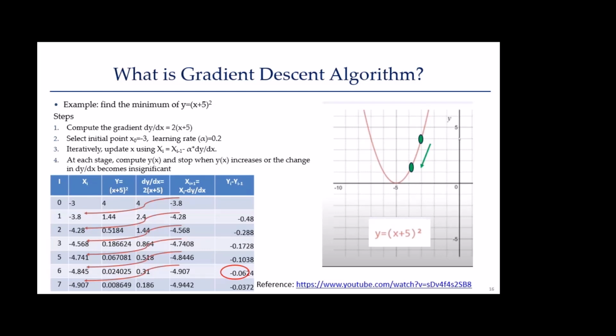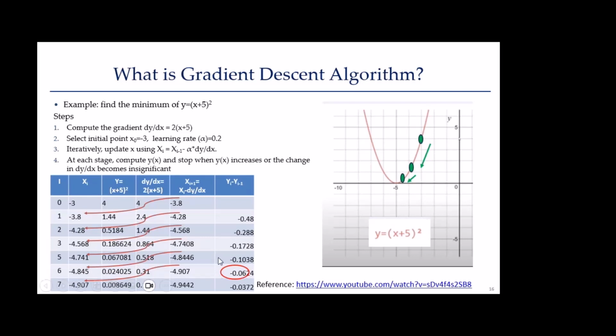Now, at this point, at minus 3.8 for x, we can compute the same calculation for y and dy/dx, and we'll end up with y equal 1.44 and dy/dx 2.4, and this will bring us to a new value of x of minus 4.28. And if we keep doing this, we keep going towards the bottom of the hill. Eventually, we reach a minimum point that we can stop at.